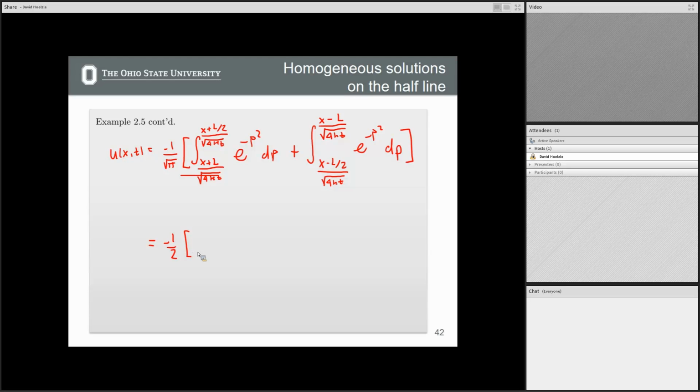And then 4 summed error functions. So I think you can probably see where these are coming from. We have an error function coming from this limit of integration, one coming from this limit of integration, and this one.